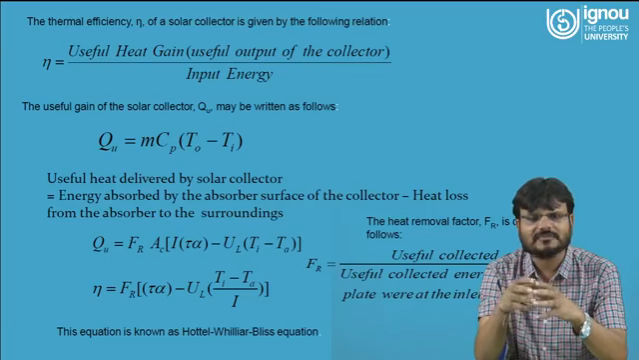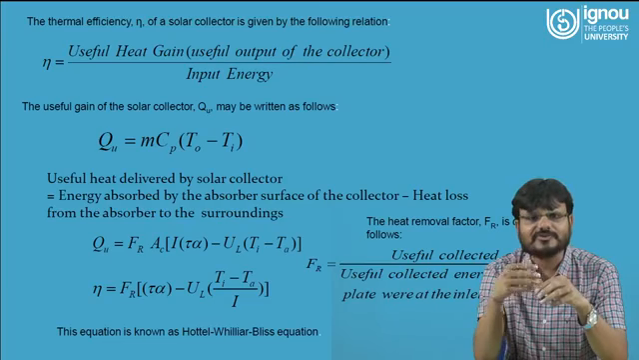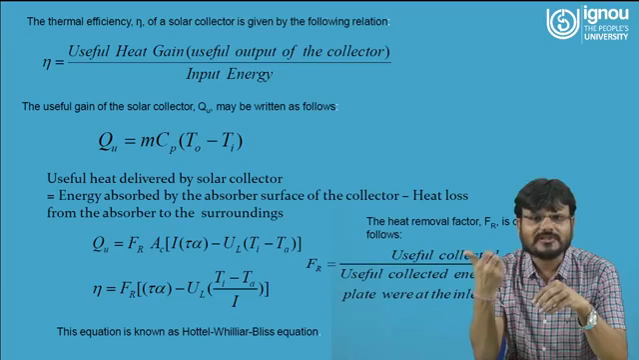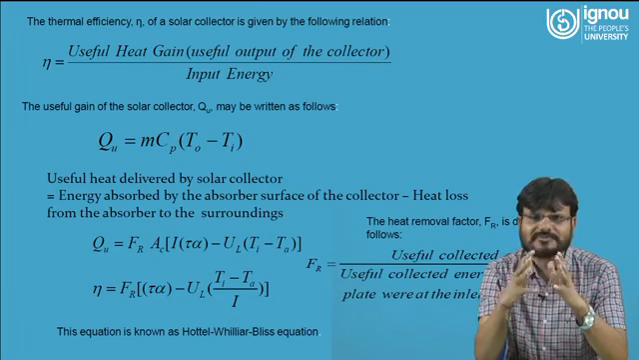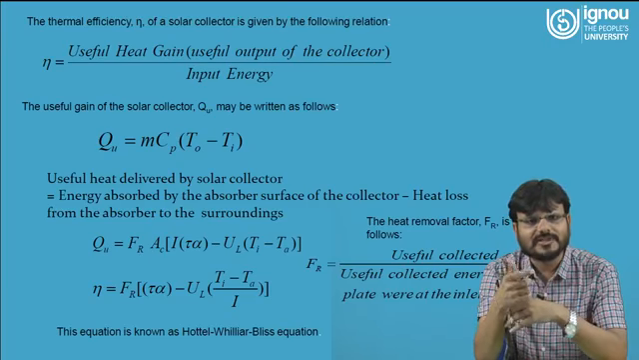This m is nothing but a product of rho, that is the density of the air, A, the area of that particular duct, and V, the velocity of the air with which air is coming out from the solar collector. Of these three parameters, the density is fixed, that means you can control only the velocity of the air. If you are able to increase the velocity of the air, you can increase the mass flow rate.